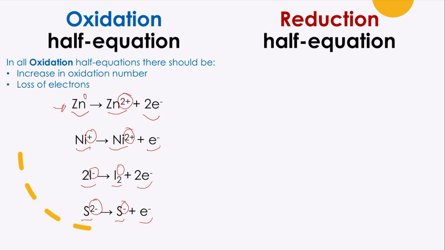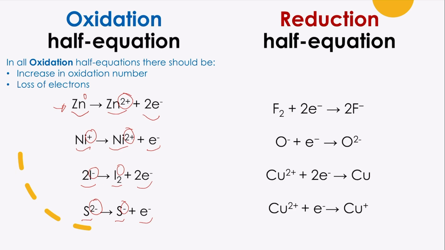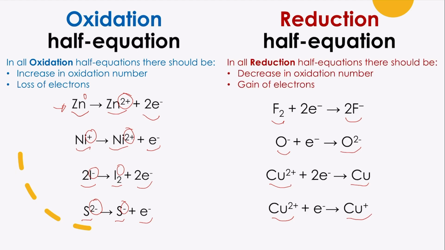What about the reduction half equation? As we can see here, we have a neutral molecule, it became negative ion, negative became more negative, positive ion became a neutral atom, and we have a positive ion became less positive ion. What is in common between all of them? The reduction half equation has a decrease in oxidation number, as we can observe here from 0 to negative 1, from negative 1 to negative 2, from positive 2 to 0, from positive 2 to positive 1.